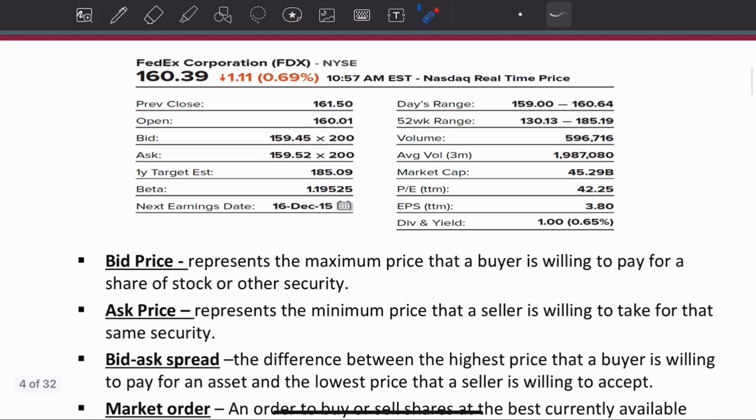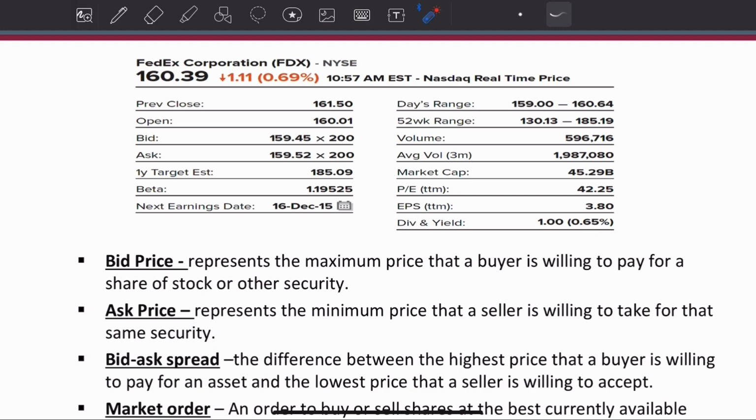Now here we have this example for FedEx, the very well-known company, and as we can see here, this is from the stock exchange, from NASDAQ. The screenshot shows a lot of important details about the stock. We can see the previous close of the stock at 161.50. We can see the opening price. We can see the bid price and the ask price. I'll get back to that shortly.